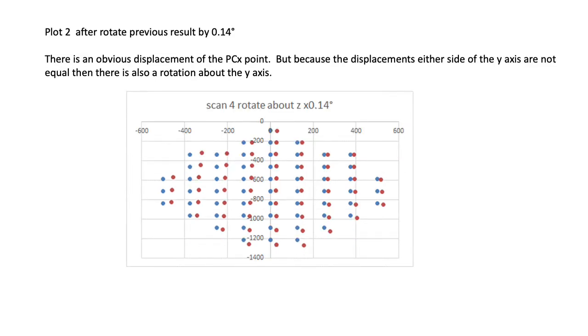In this slide, we've applied a 0.14 degree rotational correction around the z-axis. We see that the correction has aligned the displacements to be almost parallel to the ROI centers. However, because there is a displacement to the right of the red dots, the PCX value must be too far to the right. However, as there is also a difference in magnitude of the displacement between the left and right of the diagram, there must also be a rotational element to the observed displacements.